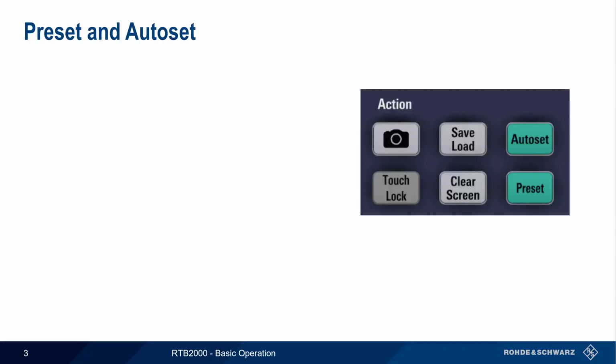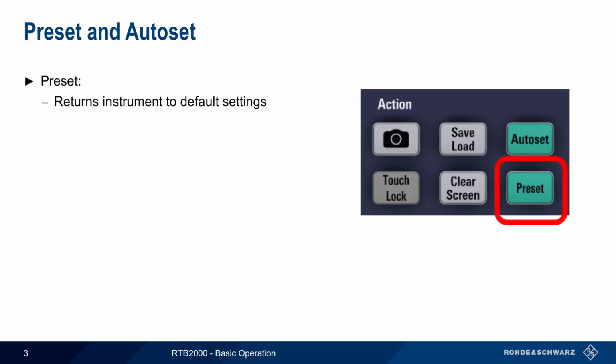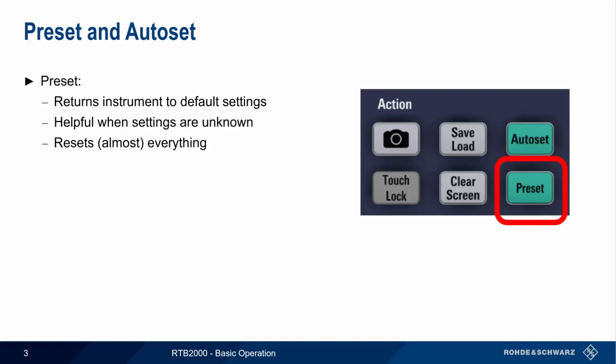Before we begin configuring our scope and making measurements, there are two very important front panel keys that you need to be familiar with: Preset and Autoset. Preset is used to return the scope to its default settings. This is very helpful if you're unsure about what the current settings are. Although Preset resets almost all of the settings, it doesn't erase any data you have stored on the RTB.